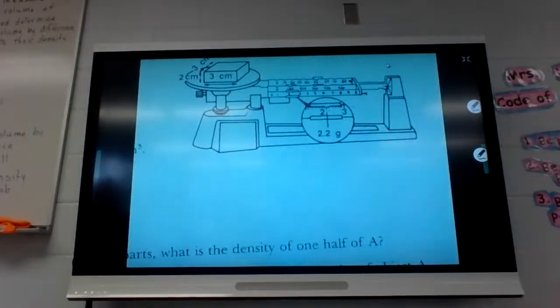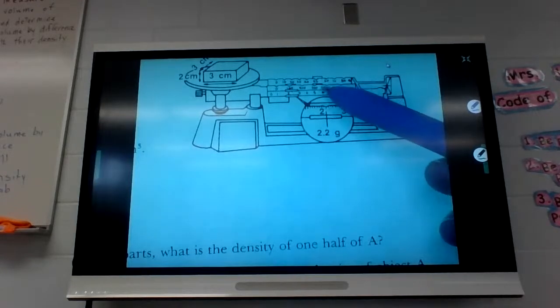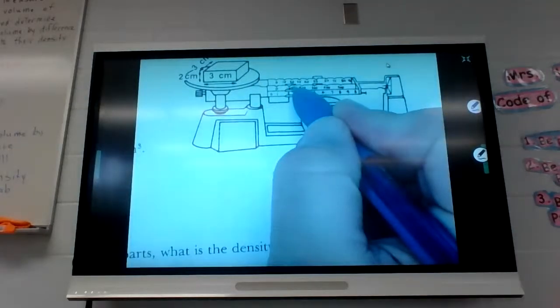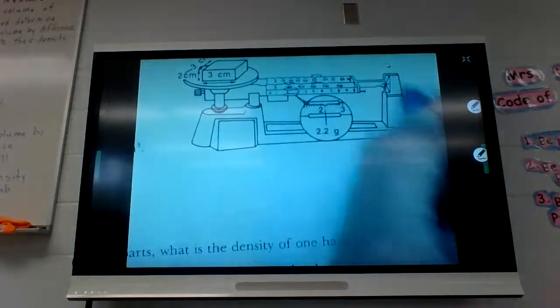All right, so we want to read the scale. If we have the scale right there, and I blew it up pretty big, what can you tell me that mass says? What's the middle beam say? That little middle beam says right there. Okay, so I hear 100.